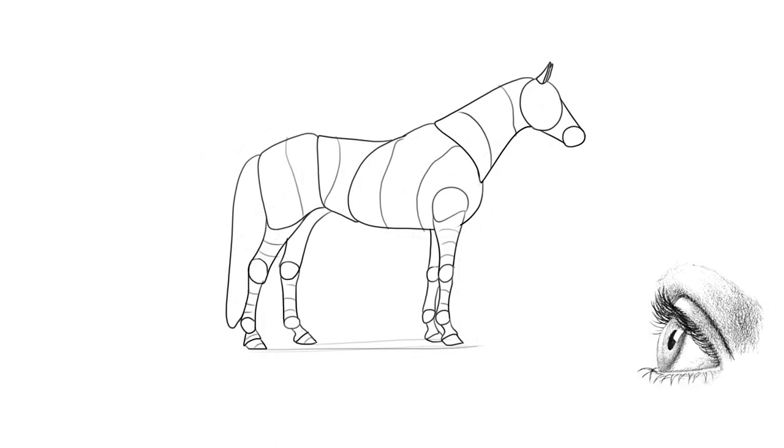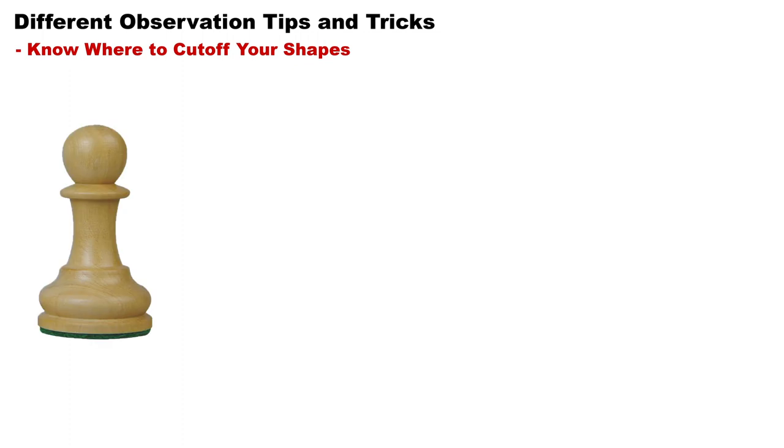Okay, so here are some tips and mindset to be aware of while observing an object that will help you dissect it into smaller basic shapes. Know where to cut off your shapes. Before you can even convert a complicated object into smaller, simpler parts, you need to know first where to cut off the parts and what will be the main part and what will be the connecting part. This might be intimidating at first, but trust me, it's not that hard if you don't overthink it.